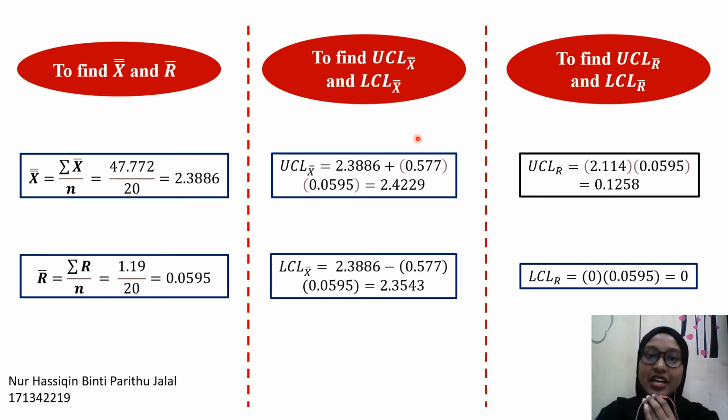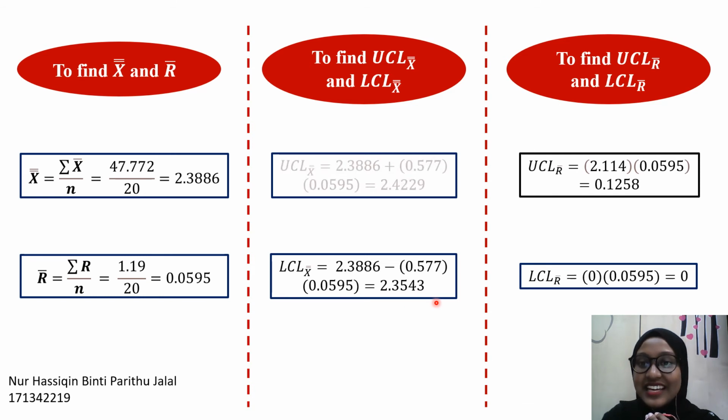For the UCL, this is the X double bar value plus A2 times the R bar. The A2 value we can find from the table. I will show after this how to find the data from the table. The difference between these two equations is that the UCL is the addition part and the LCL is the subtraction part. The data obtained is 2.4229 for the UCL and 2.3543 for the LCL.